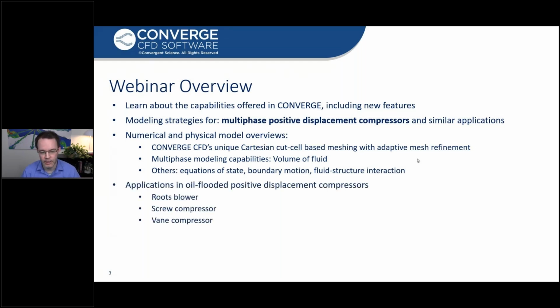But we'll spend the majority of the talk on applications of these methods to three different practical flow problems, including liquid injection into a roots blower, screw compressor, and a vane compressor to demonstrate the different features and the different capabilities in terms of accuracy and cost. We'll also give a couple snapshots of a real case setup from an oil-injected vane compressor so that users can see exactly what inputs are going into the model, and so they can know how to set up the models for themselves.